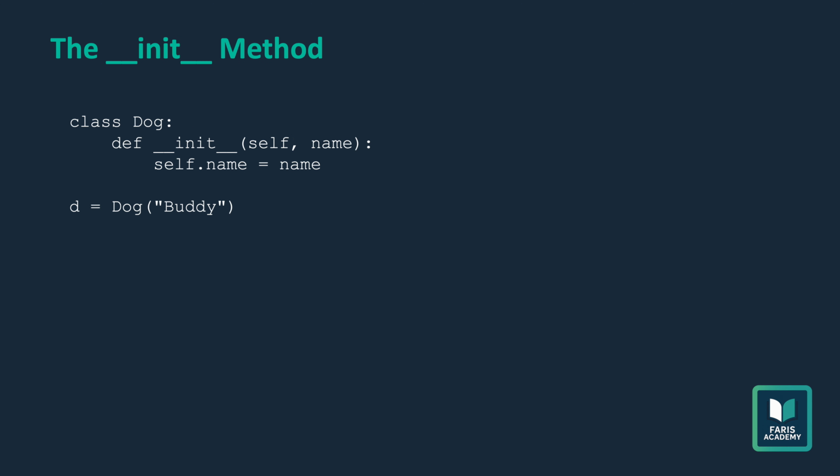The init method. The init method is a special function used to initialize object attributes when a new object is created. It automatically runs when you create an object and sets up its data.